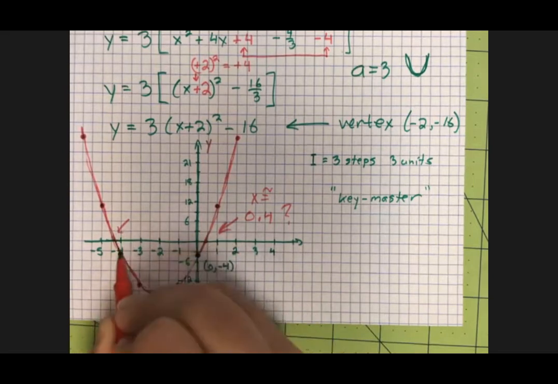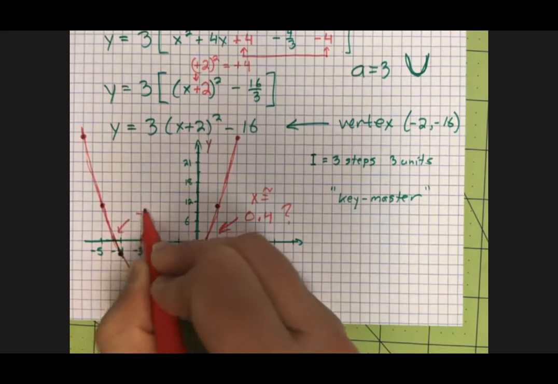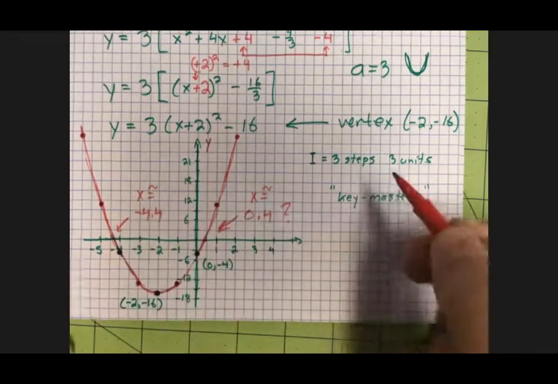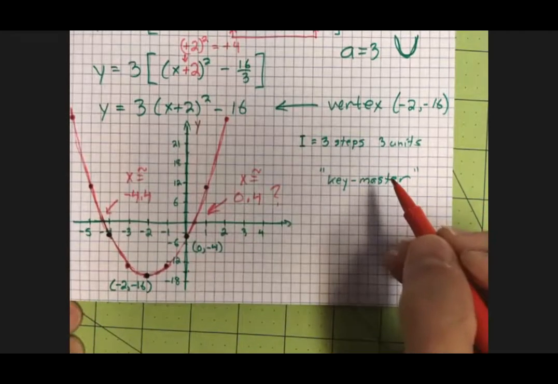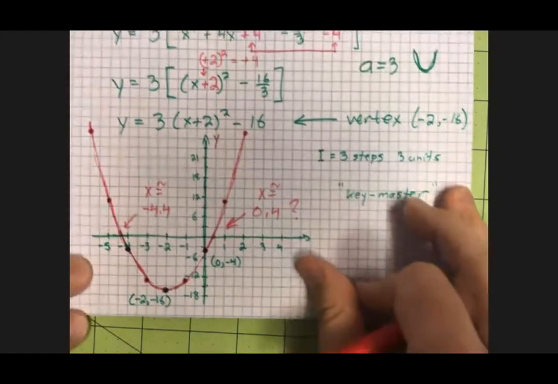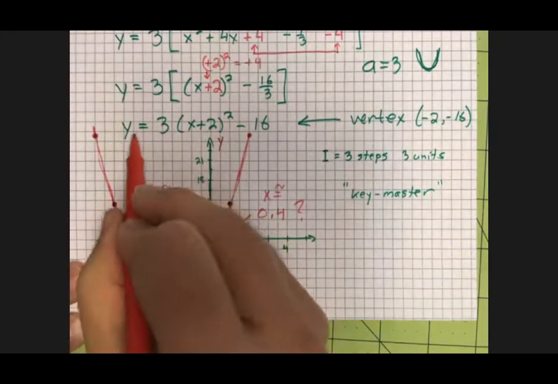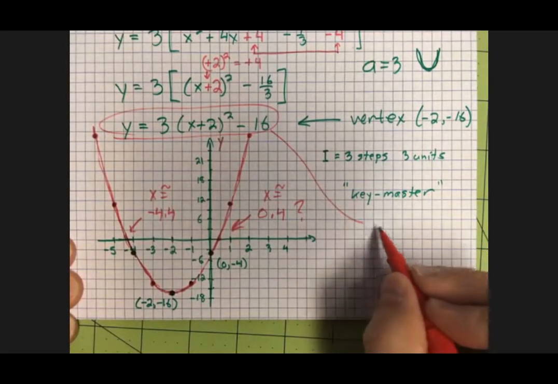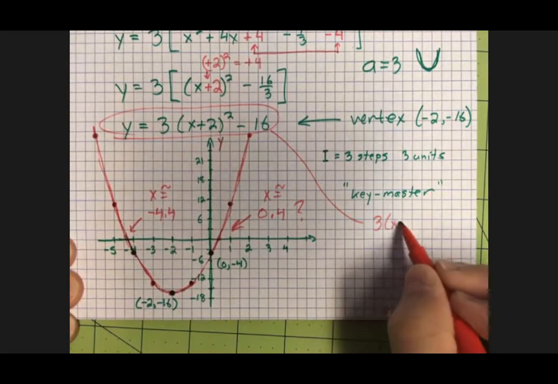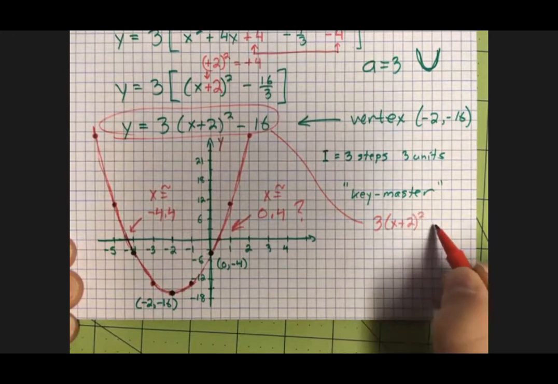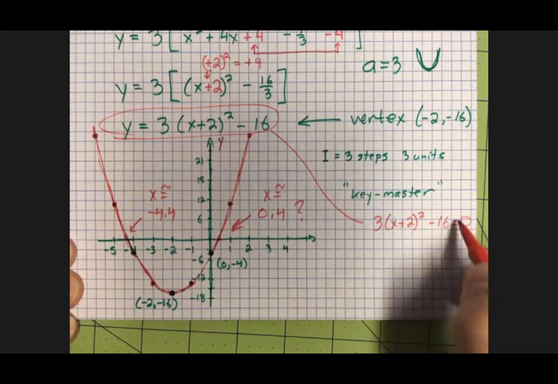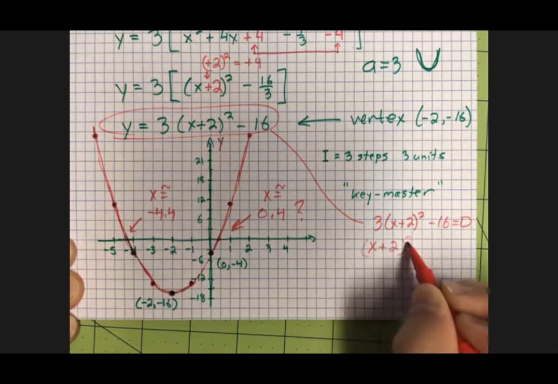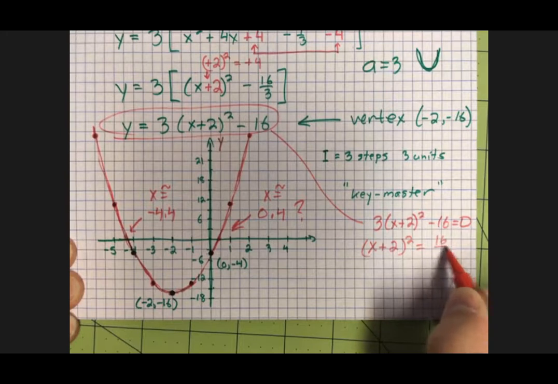Is this -4.4? Well, we can calculate and find out. How do we calculate? We do the quadratic equation, or we use the square root method. When is 3 times (x plus 2) squared minus 16 equals 0? I'm not going to enjoy the fractions. (x plus 2) squared is 16 over 3.